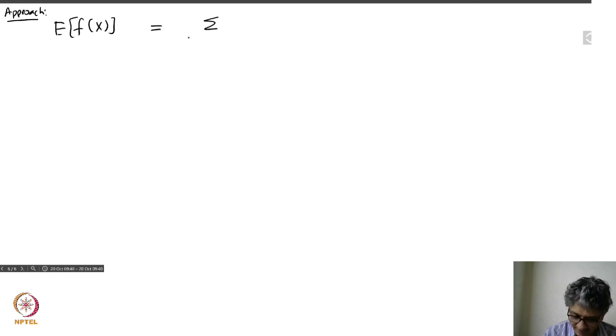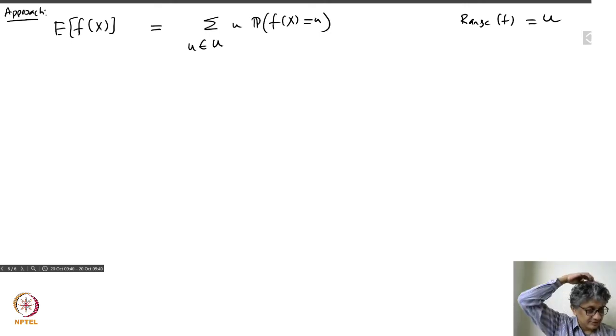E[f(X)], like we discussed, is going to be a sum over the range of f, let's call its elements u. I'll write it as the sum over u in the range of f of u times the chance that f(X) equals u. That's the definition. Of course, I don't know if these sums exist, but let's assume they all exist and are finite.